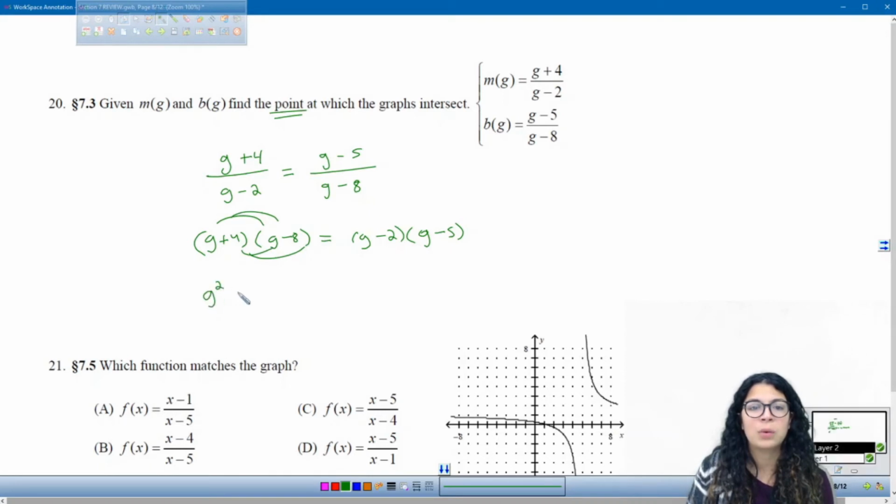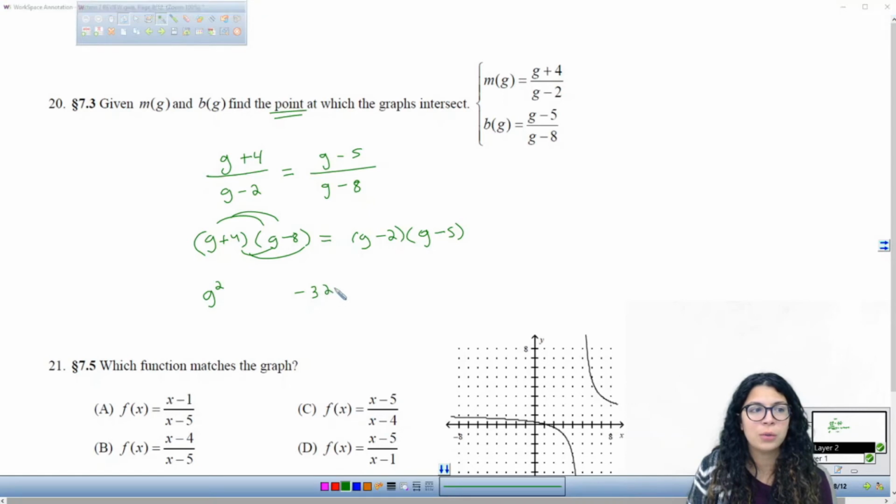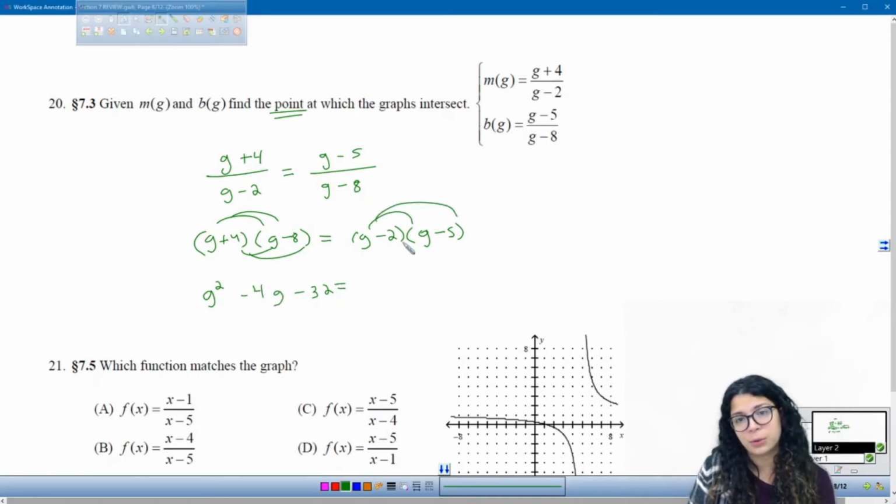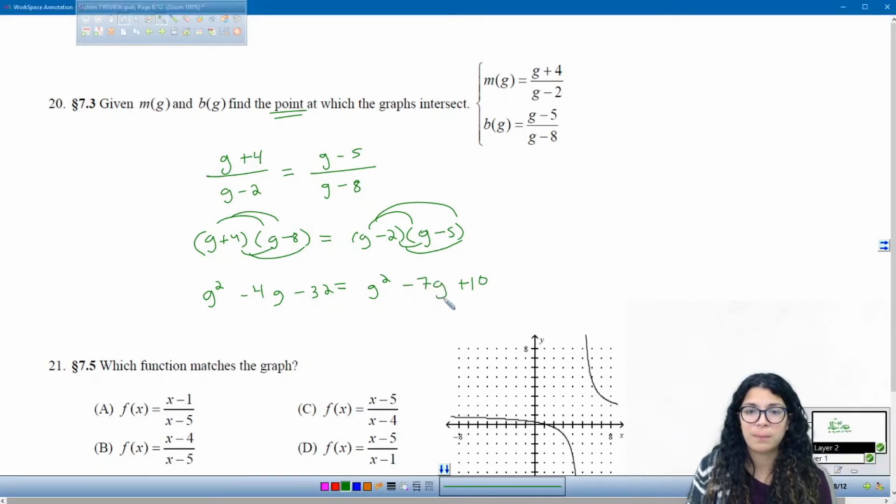We would get g squared. 4 times -8 is -32. And 4g minus 8g would be -4g. On the right-hand side, distribute, distribute. g times g is g squared. -2 times -5 is +10. -2g minus 5g would be -7g.